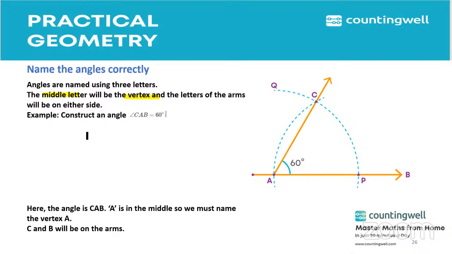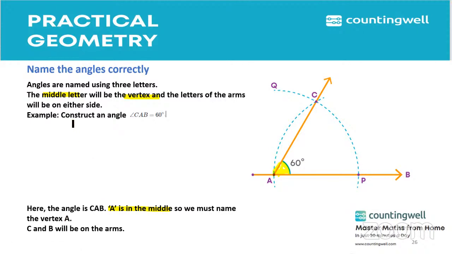So for example, here the construction of angle CAB is given, where angle A is 60 degree. So 60 degree is on the interior of the angle. That's why we call it CAB equal to 60 degree. Note that A is in the middle and we must name the vertex in the middle as A. So C and B will be on the arms.